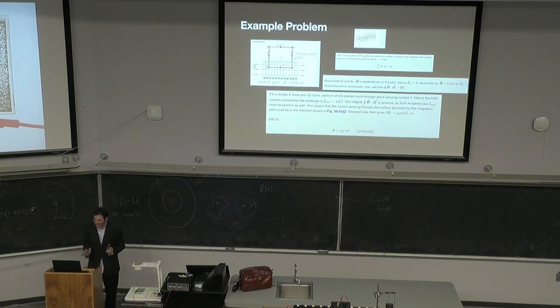Okay, so in length L, there are nL turns, each of which passes through ABCD, carrying current I. So the total current enclosed by the rectangle, I enclosed, is nLI. So then the integral is positive, and from Ampere's law, I enclosed must be positive as well. So this means the current is passing through the surface bounded by the integration path, and it must be in the direction shown. So then we get BL equals mu naught nLI. And then we solve and we get the field of the solenoid. B is equal to mu naught nI.